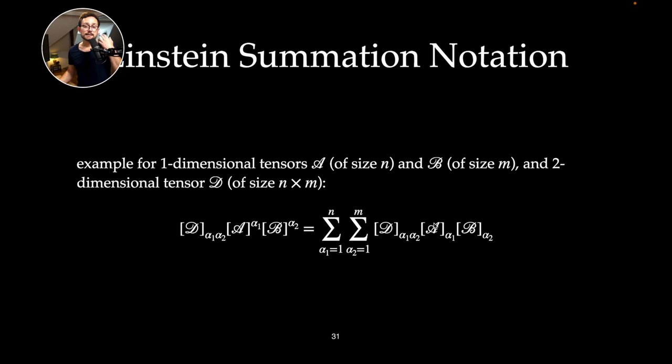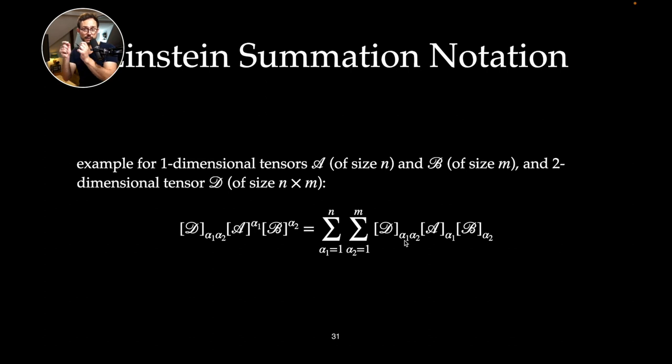Similarly, for a one-dimensional tensor, so a vector A of size n, a vector B of size m, and a matrix, a two-dimensional tensor D of size n by m. So I'm using the alpha 1 and alpha 2 first as a subscript and then as a superscript, which means, this is the definition of Einstein's summation notation I'm using here, that I'm computing the double sum of running index alpha 1, alpha 2, up to the dimension of D, the first dimension, the second dimension, so n and m.